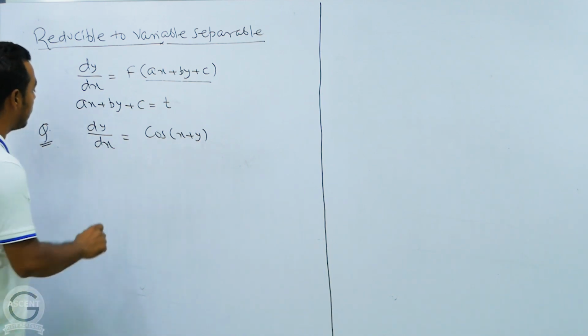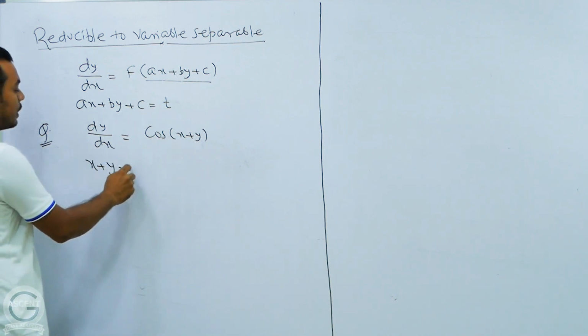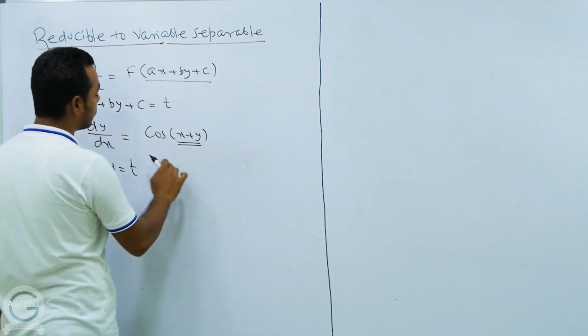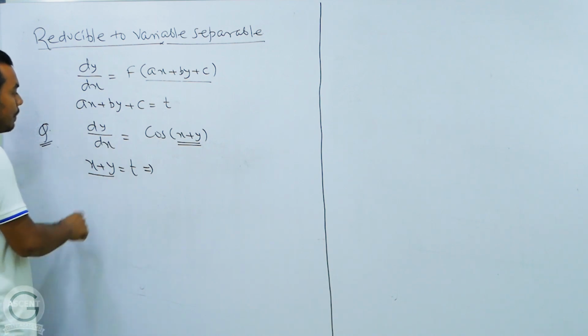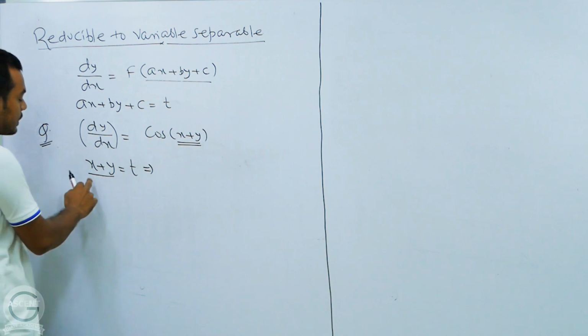So here, in order to separate the variables, you have to do this substitution, x plus y equals t, because you have this x plus y inside cosine. Now if you write x plus y as t, then you also have to replace this dy by dx. For that you have to use this relation.